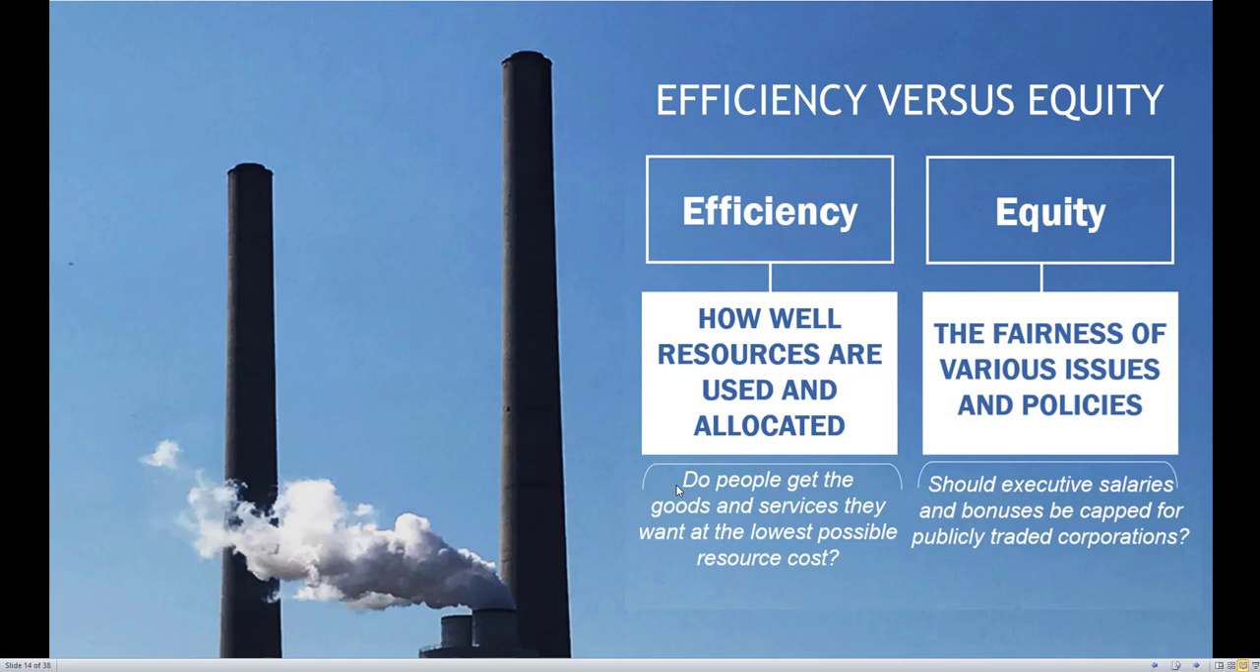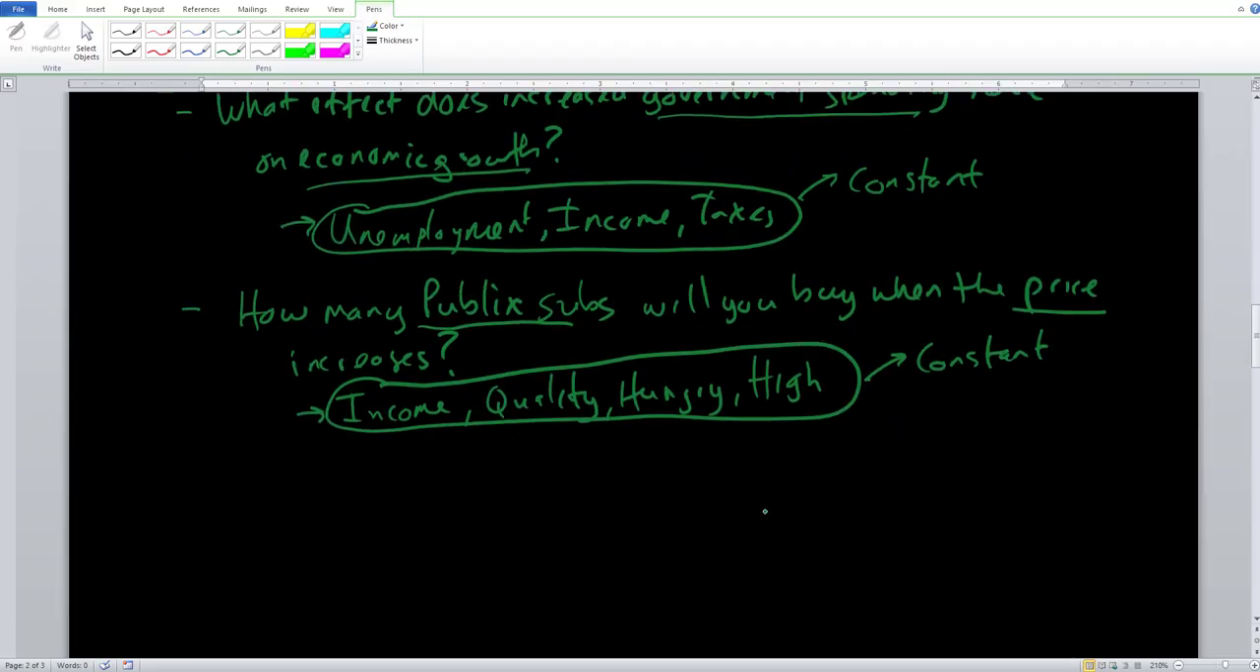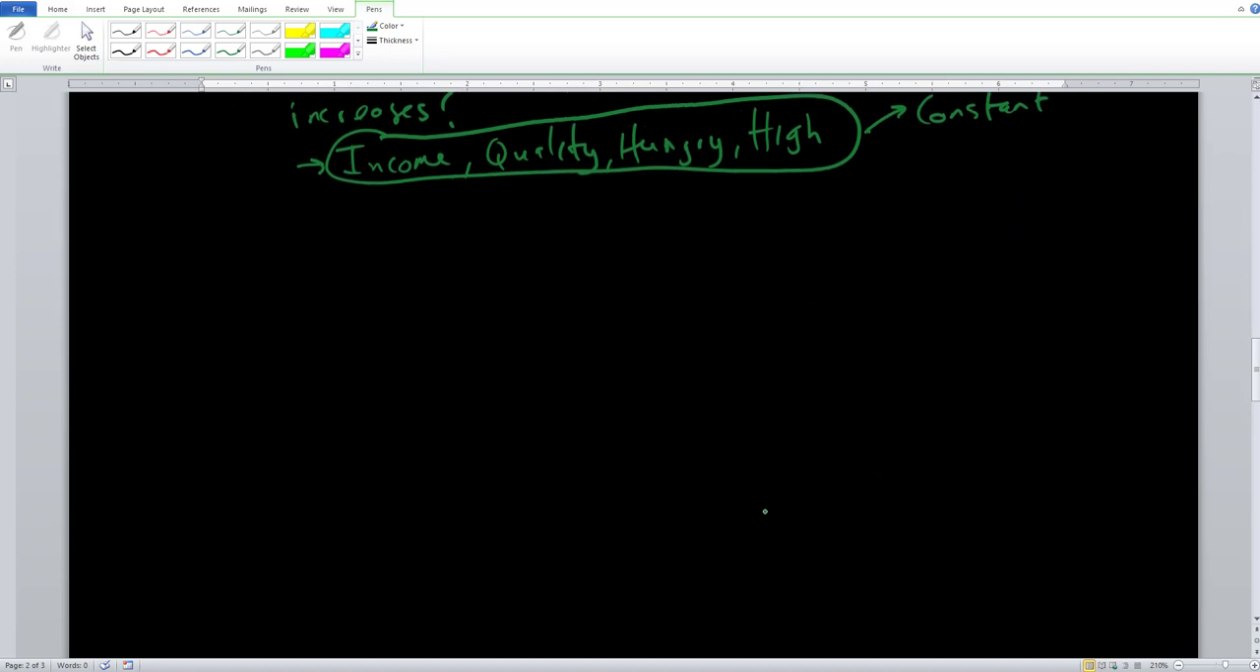So efficiency deals with how well resources are used and allocated, and we can break down this idea of efficiency into two different categories. We take a look at production and allocative efficiency. So production efficiency first. This is just going to tell us that we are producing goods at the lowest possible cost, or are using all of our resources to their maximum extent or maximum usage.